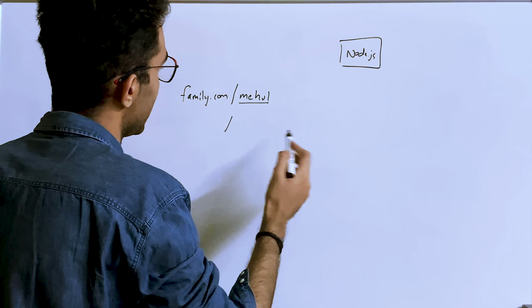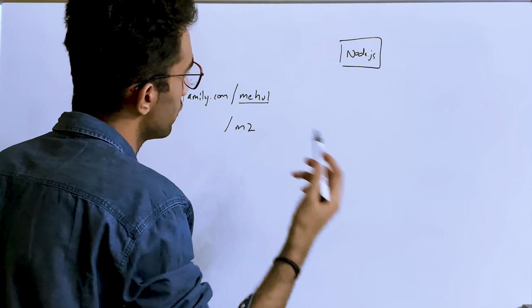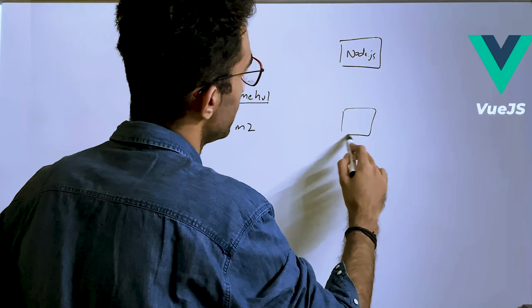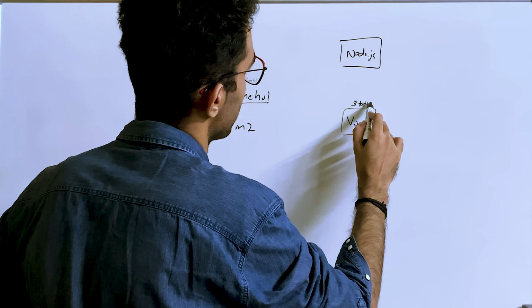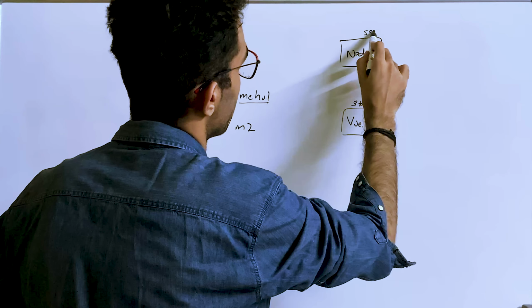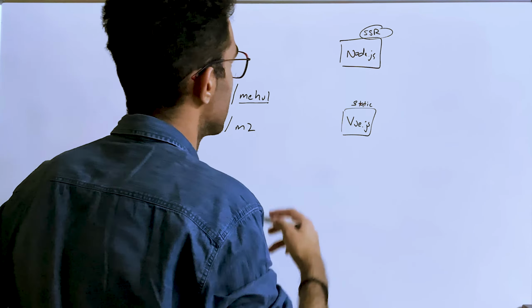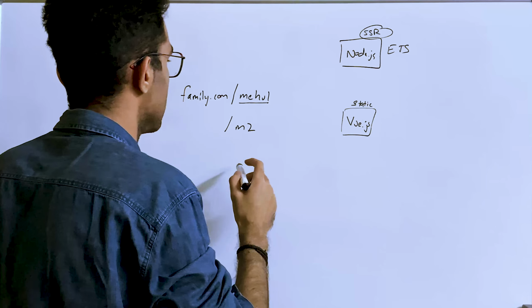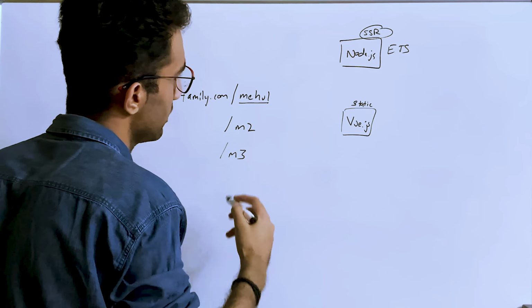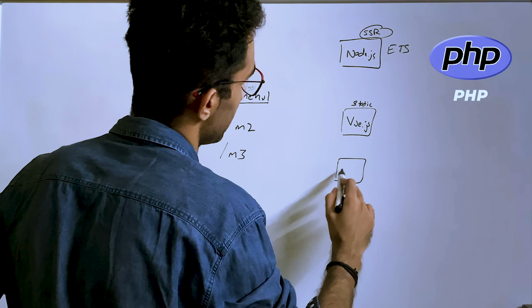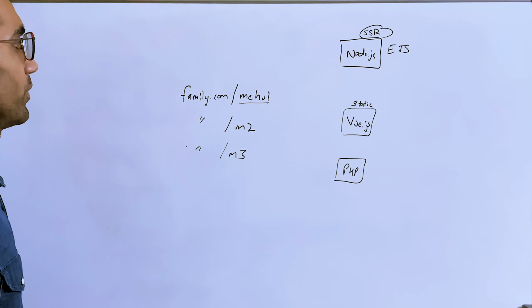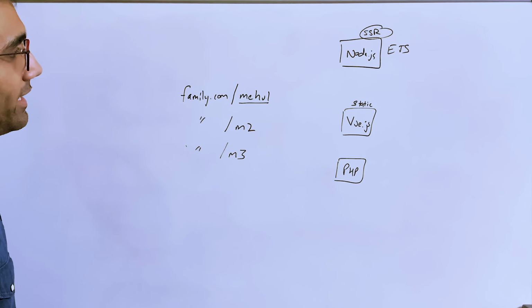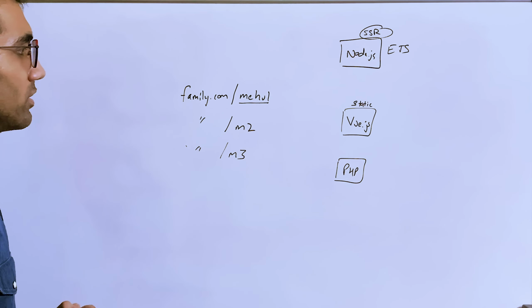Let's say the second member, we have M2, for example, likes Vue.js a lot, right? And this is just a static website, for example. This is obviously a server-side rendered thing because we are using Node.js with, let's say, some EJS as a system. And then /member3 likes to have PHP, right, as their homepage. Now we want to create this system. How would you possibly create something like this? Just think about this for a minute.